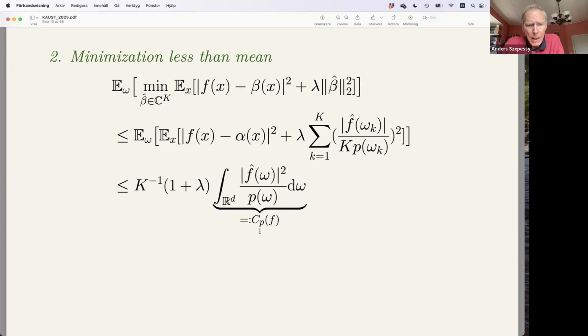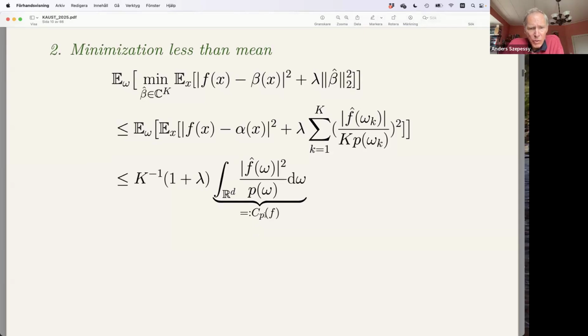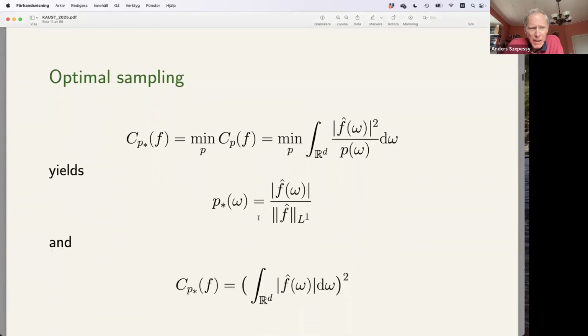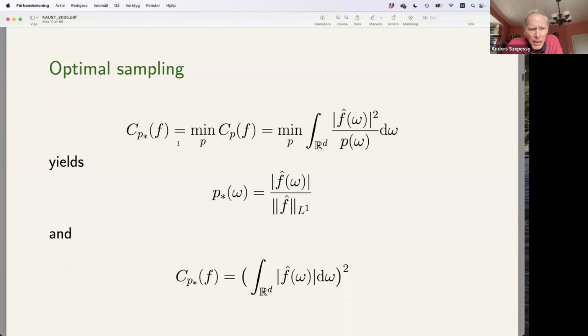The idea of the resampling method is now to choose p so that we have as small a constant as possible. So let us see what happens then. So we want to minimize the constant, this constant, by choosing a good value of the sampling density p.